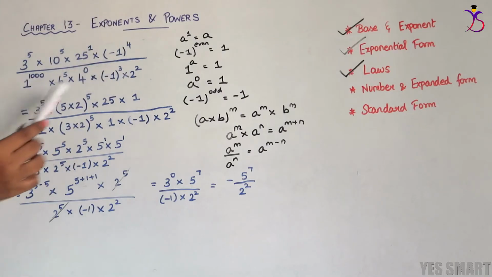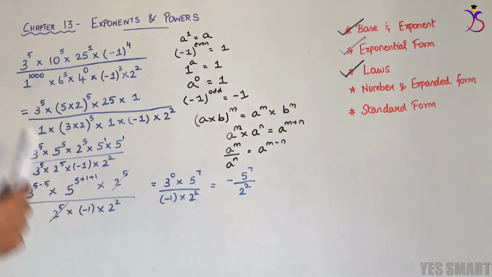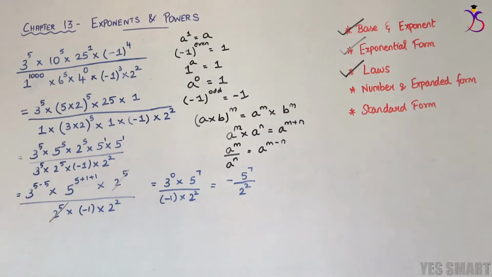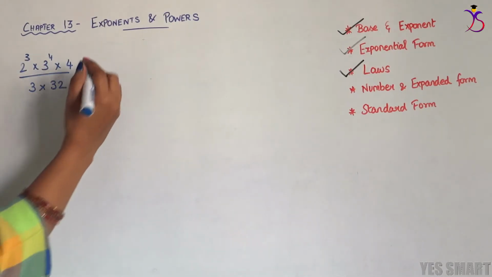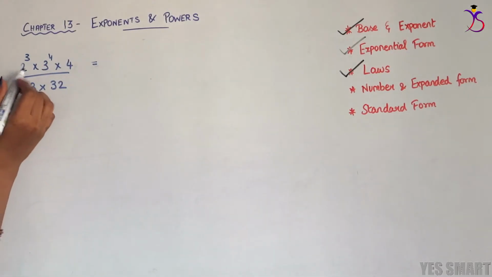So, in this one particular example, there are 4 to 5 laws clubbed together. Usually, sums will be asked in this manner. Let's look into one more example. 2 to the power 3 into 3 to the power 4 into 4 divided by 3 into 32. So as I already told, we have to follow the thumb rule to make the base as a prime number.